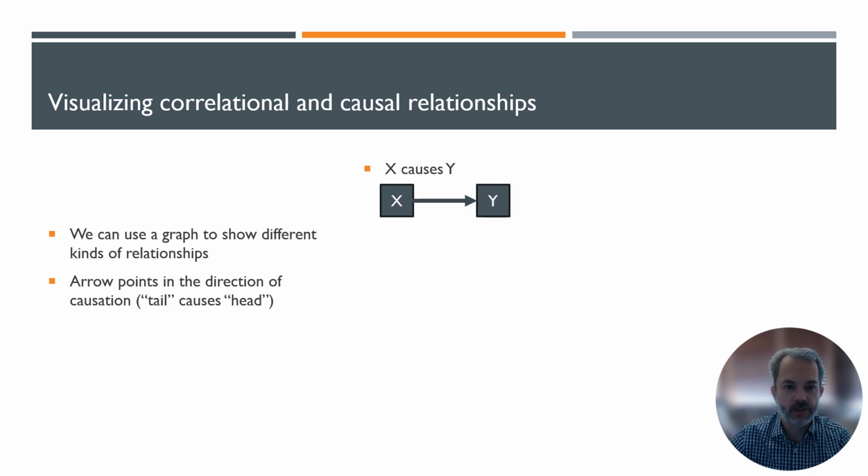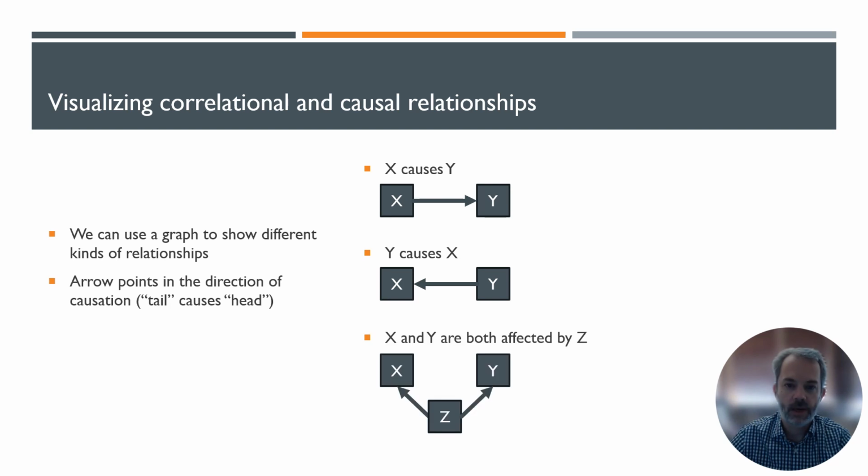So what if X causes Y? Then we have a single arrow going from X to Y. Y causes X has the arrow going in the opposite direction. Finally, X and Y may share a common cause, Z, which also leads to a correlation between X and Y.